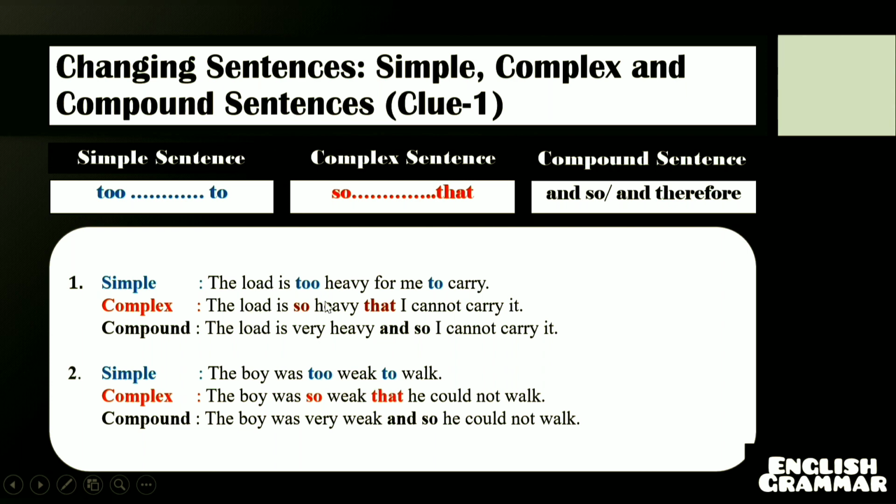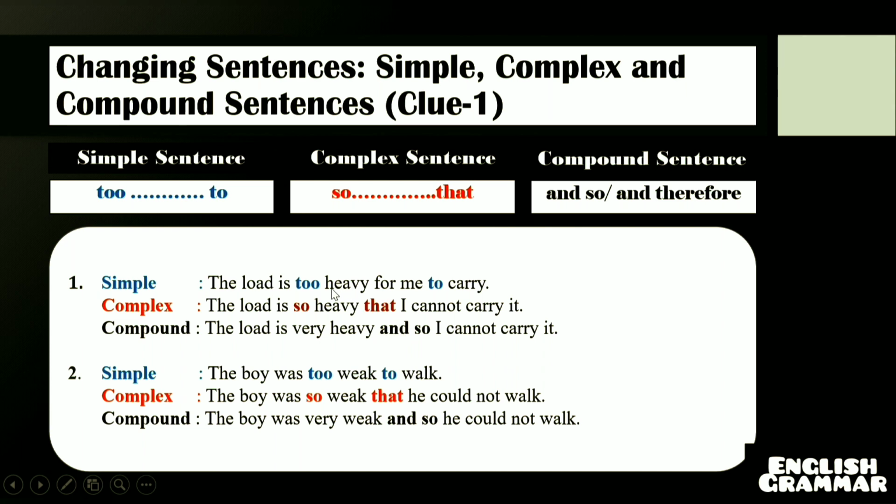You need to make sure that simple sentences contain one subject and one predicate. And in a complex sentence and also the compound sentence, you need to make sure that they contain two clauses. But there is a difference: the complex sentence contains "that," which is a subordinating conjunction. In a compound sentence, you need to use a coordinating conjunction.